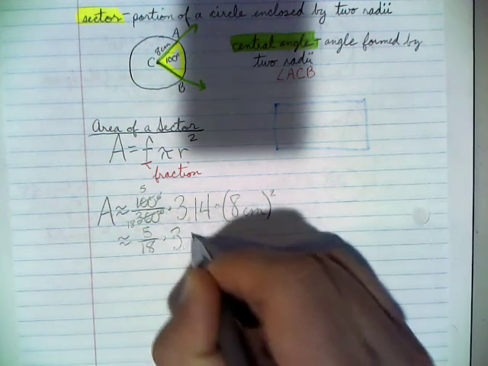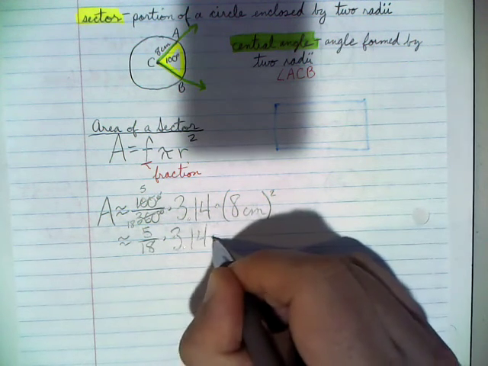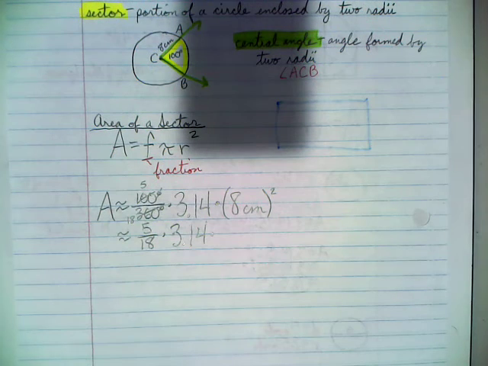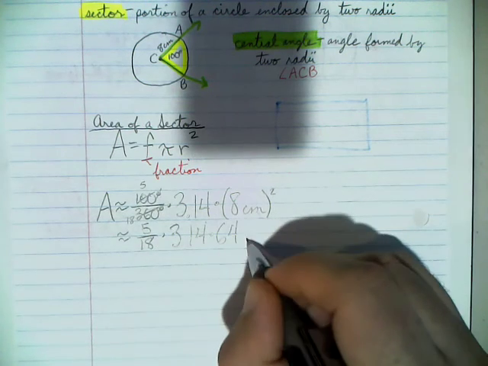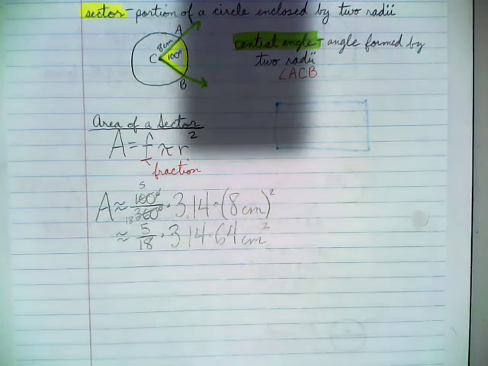Times my 3.14, and we got to do that exponent. So 8 centimeters squared would be 8 centimeters times 8 centimeters. 8 times 8 is 64. Centimeters times centimeters is square centimeters.